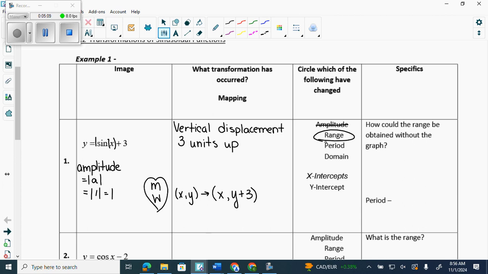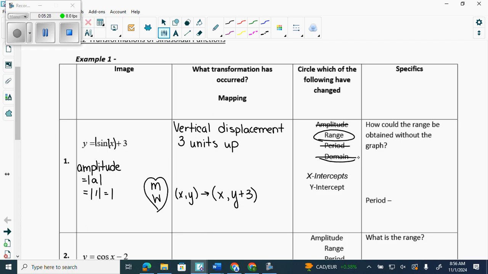What's the only thing that can change that period? Horizontal stretch. Making it take longer to repeat itself by making it wider, or squish it and make it repeat itself faster, right? The horizontal stretch would help with that. So the period doesn't change. What about the domain? It's x ∈ R.